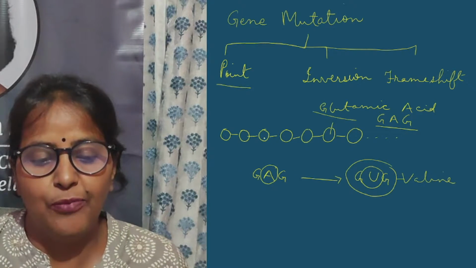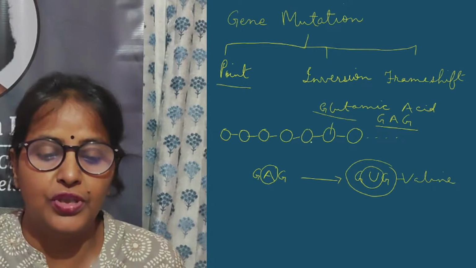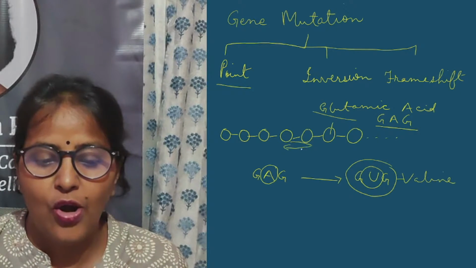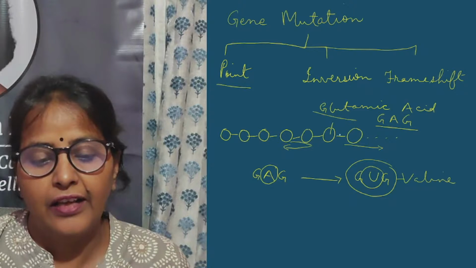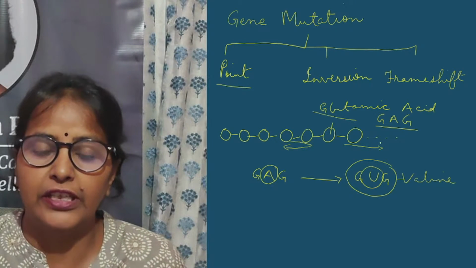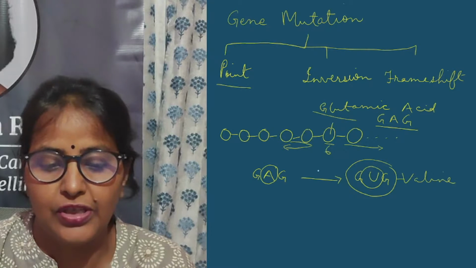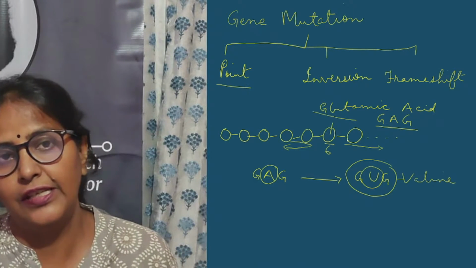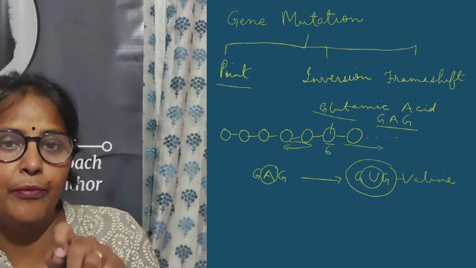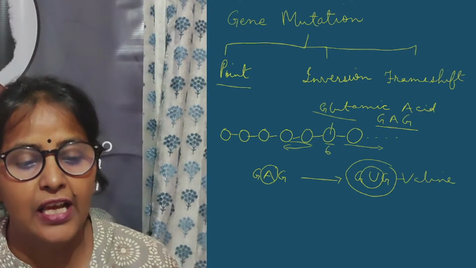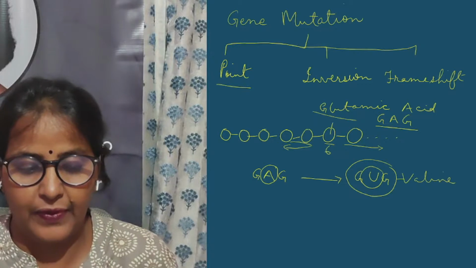So this type of mutation where there is no change in the amino acids which are present before or after this, there is change only in one amino acid, that is at sixth position. And if this kind of change is there where only one base is changing, one amino acid is changing, we call it as point mutation.